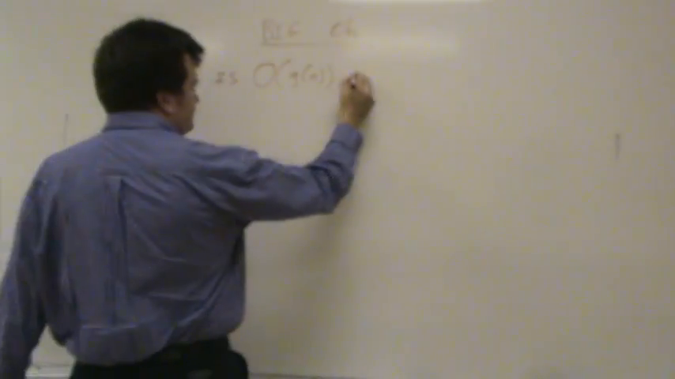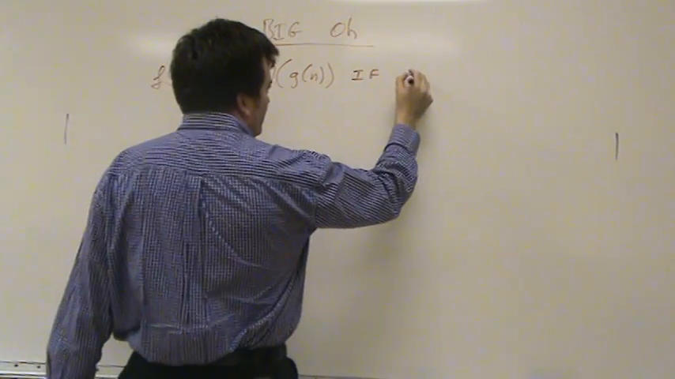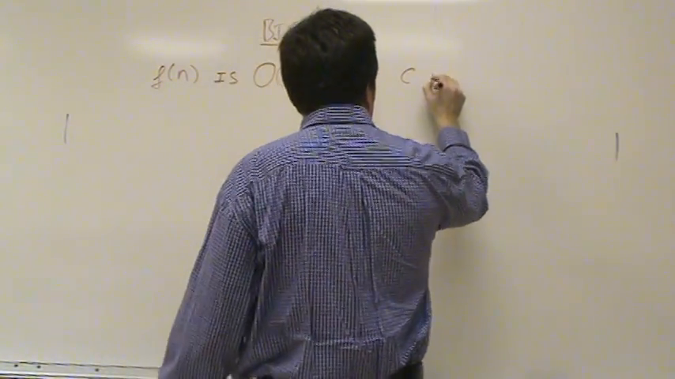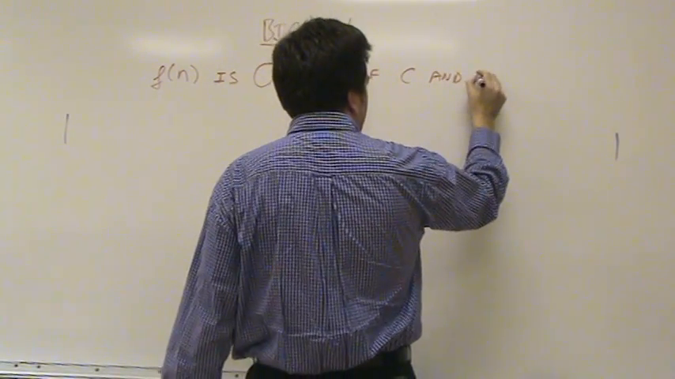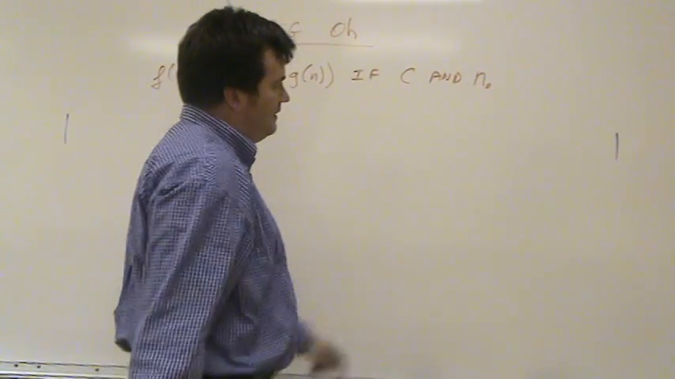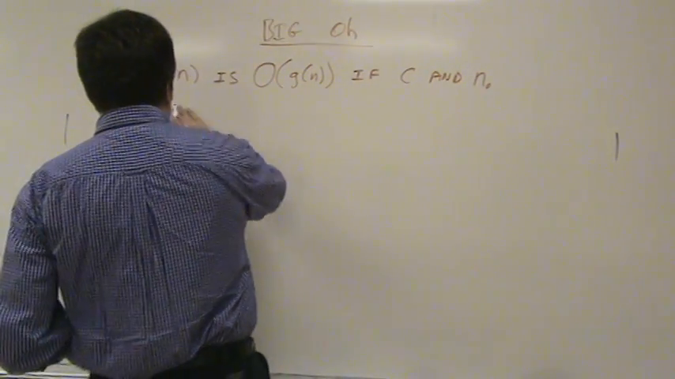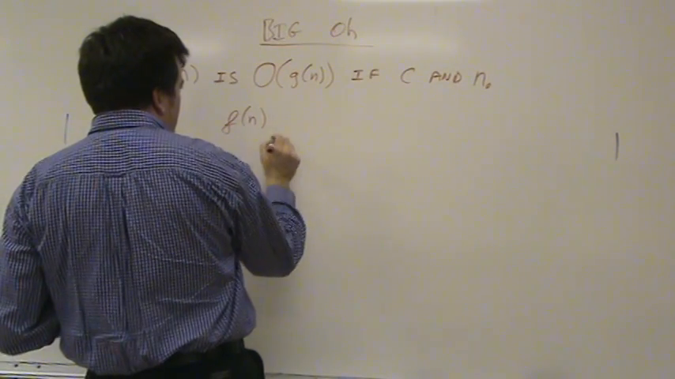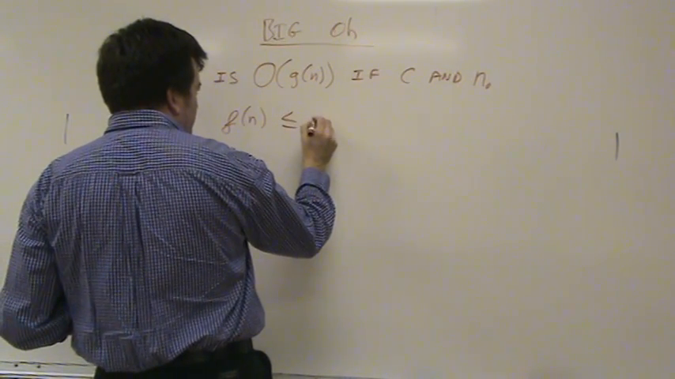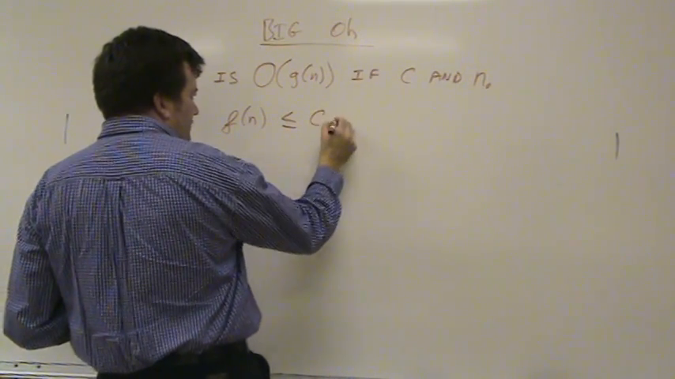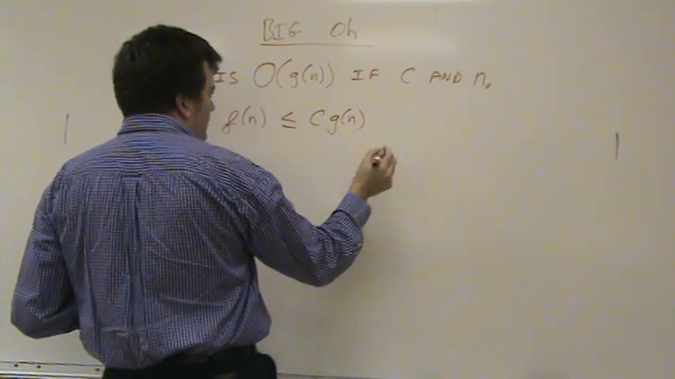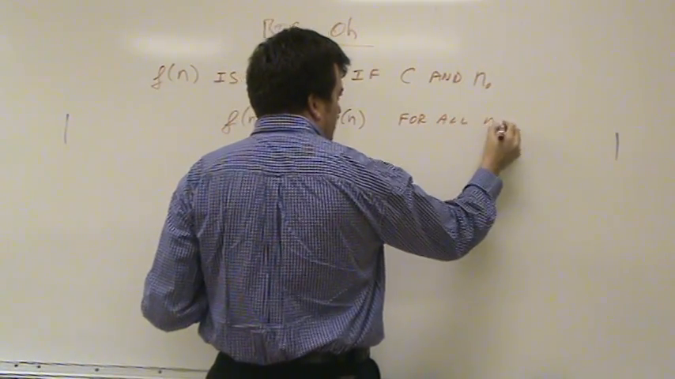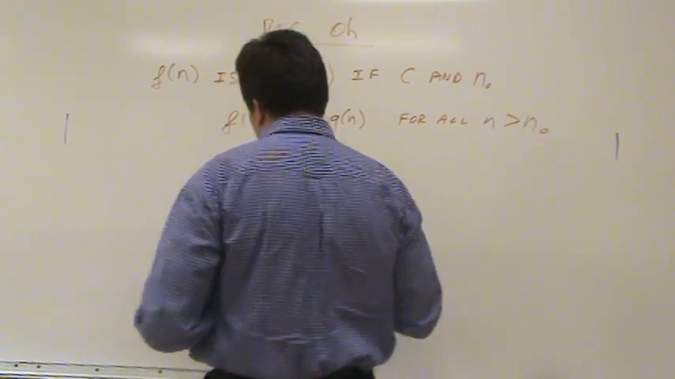if there's a constant c and some initial value n, we'll call it n naught, such that f of n is less than or equal to the constant times g of n for all n greater than the particular n naught.